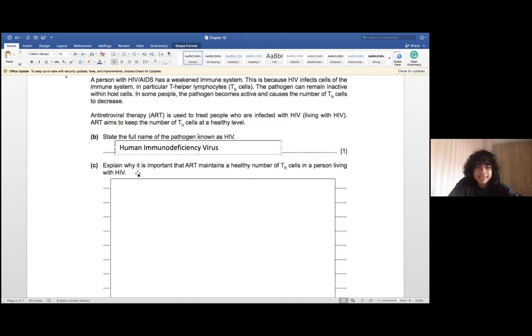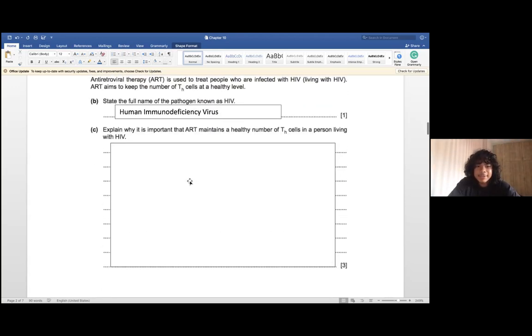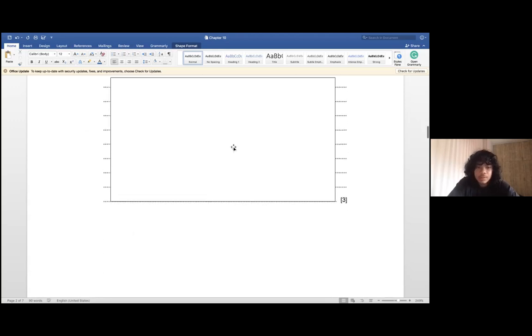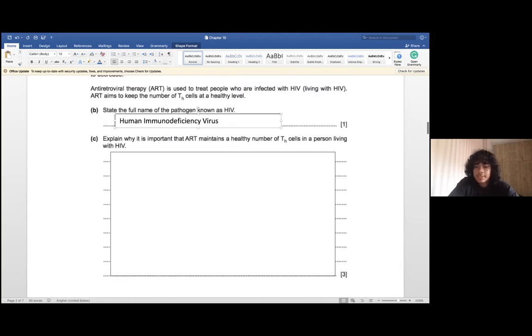So the next question is, explain why it is important that ART maintains a healthy number of T helper cells. This question is related to chapter 11, but I thought I might as well just add it in because it's related. So the question here is worth 3 marks. So what you can say is you can give 2 points stating the effect of having a low number of T helper cells.